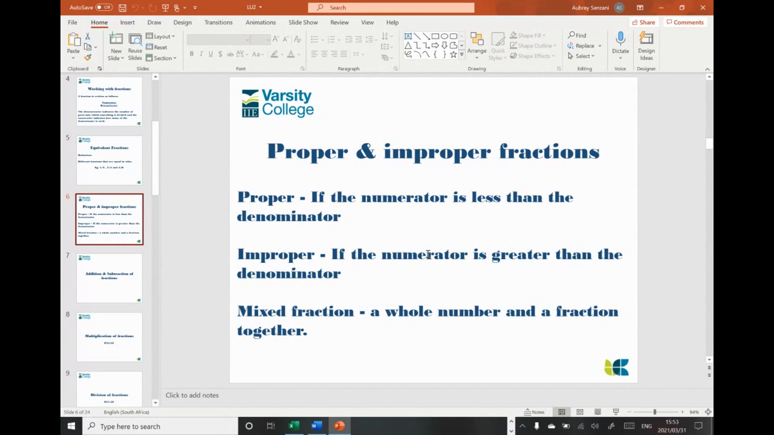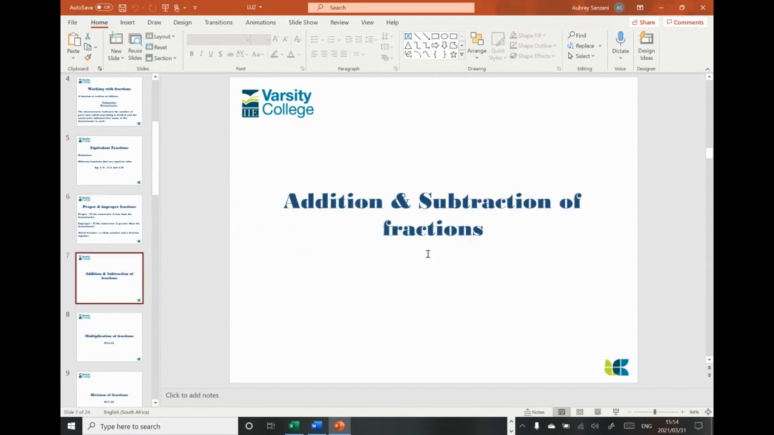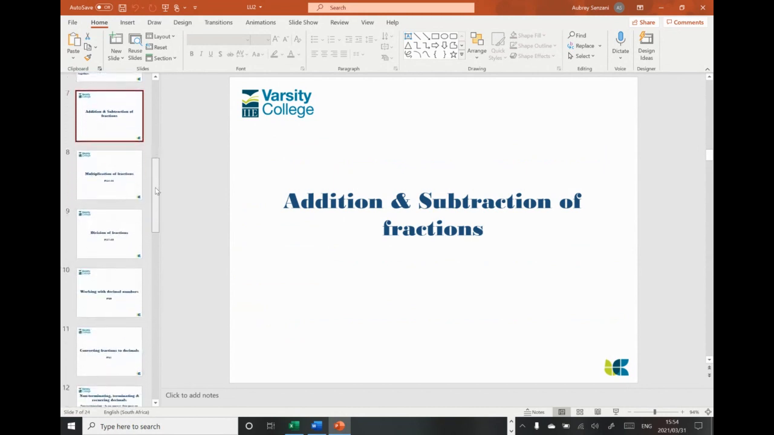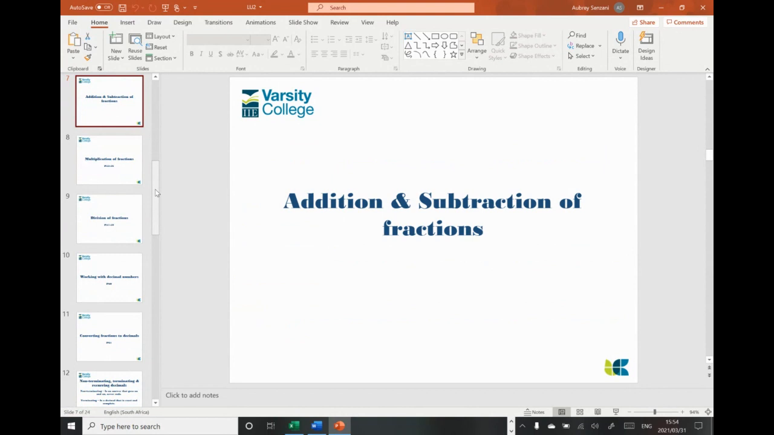Then we have mixed fractions. What's happening with a mixed fraction? There we have a whole number and a fraction together. So you could say 1.5, 1 2/4, 6 7/8. That's what we call a mixed fraction. Then we move on to addition and subtraction of fractions.